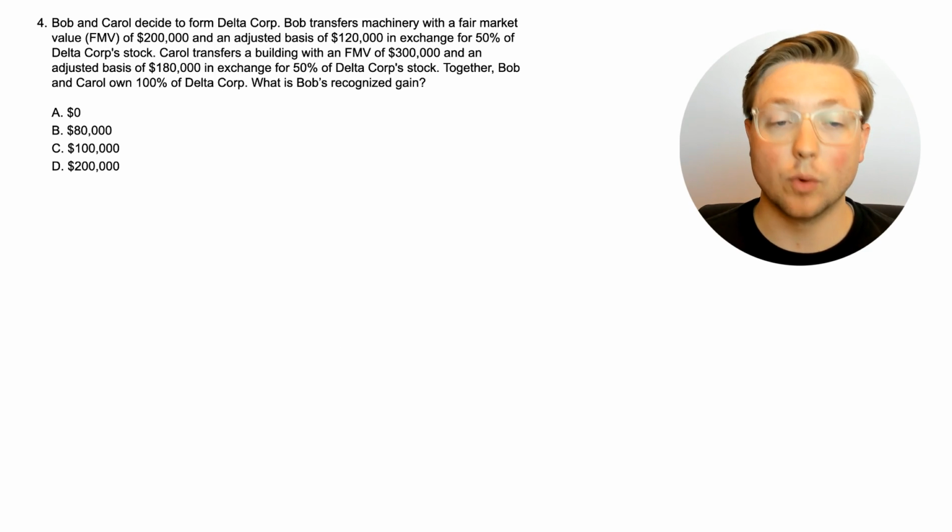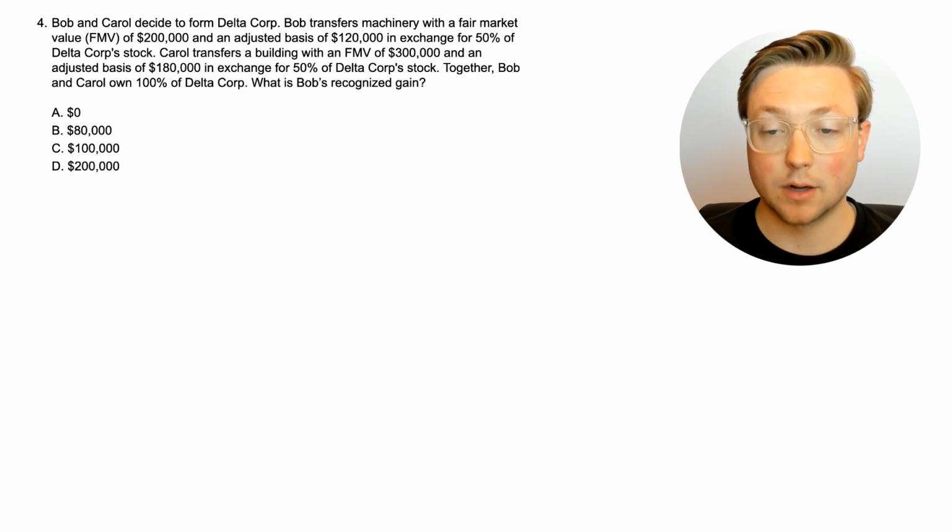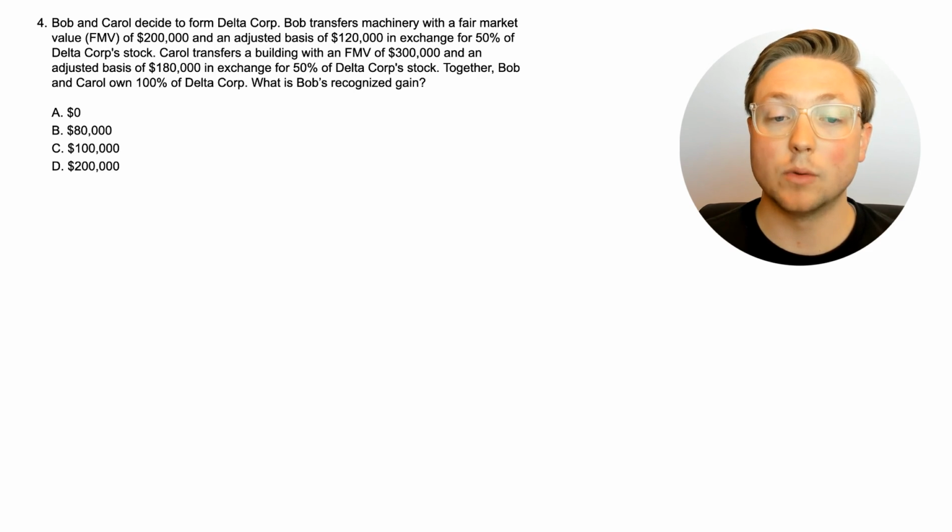Okay, here is question 4. Bob and Carol decide to form Delta Corp. Bob transfers machinery with a fair market value of $200,000 and an adjusted basis of $120,000 in exchange for 50% of Delta Corp's stock. Carol transfers a building with an FMV of $300,000 and an adjusted basis of $180,000 in exchange for 50% of Delta Corp's stock. Together, Bob and Carol own 100% of Delta Corp. What is Bob's recognized gain?